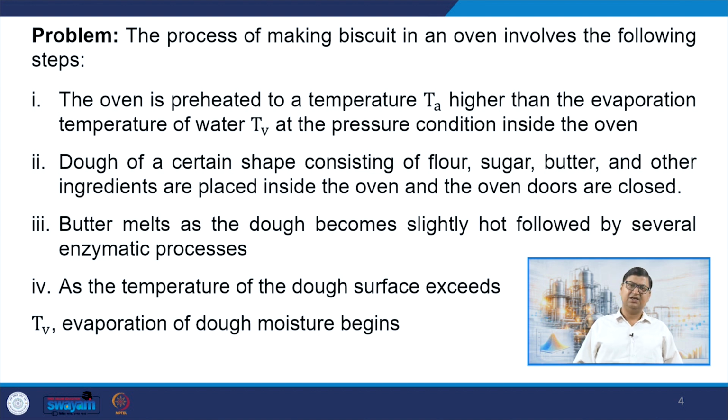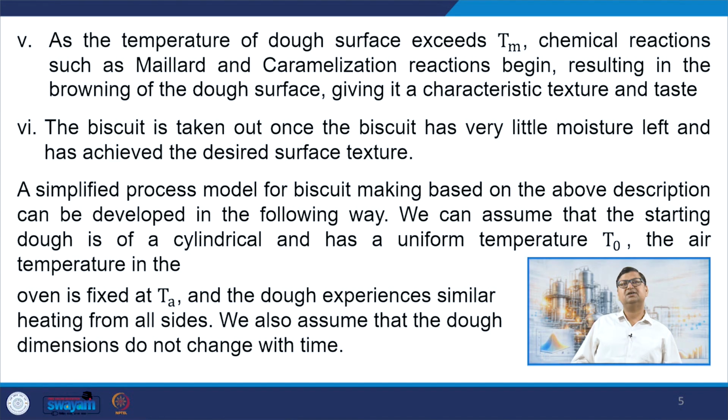In that condition, the evaporation of the dough moisture begins, and as the temperature of the dough surface exceeds something like Tm, a much higher temperature, then there are chemical reactions which also happen, the so-called Maillard and caramelization reactions. They help in two ways. One is that it can give you biscuits which are sans moisture, so they can be stored for a long time. And second, at the surface you have some browning that gives you a nice taste of the biscuit.